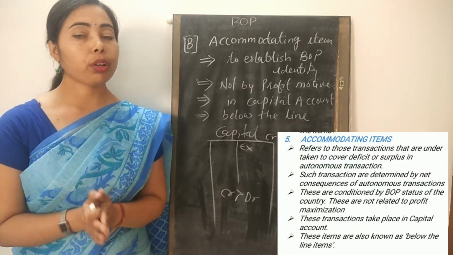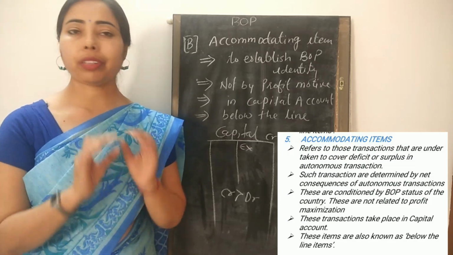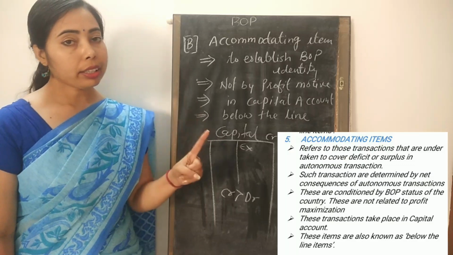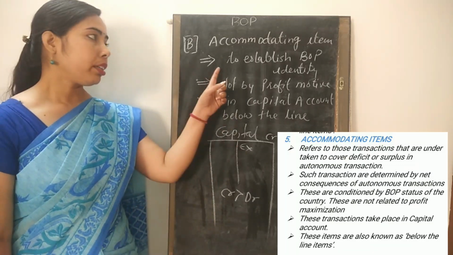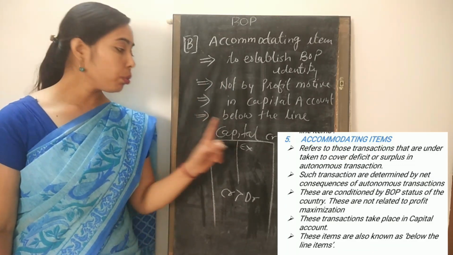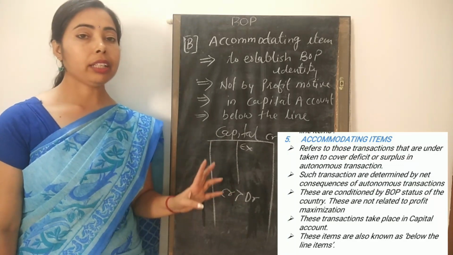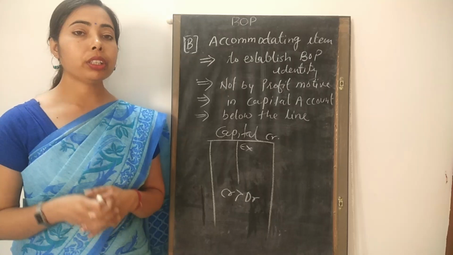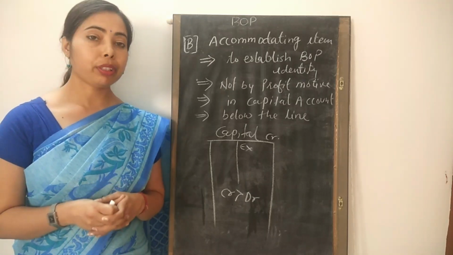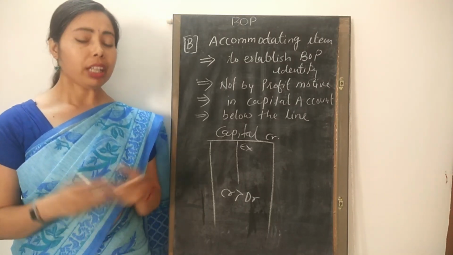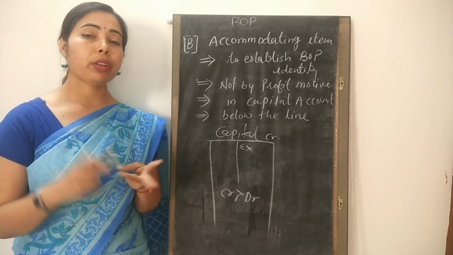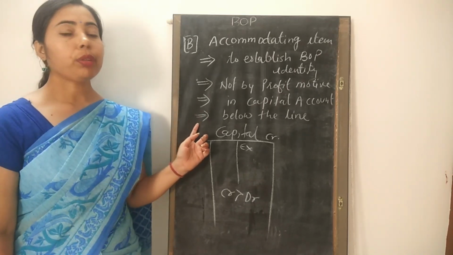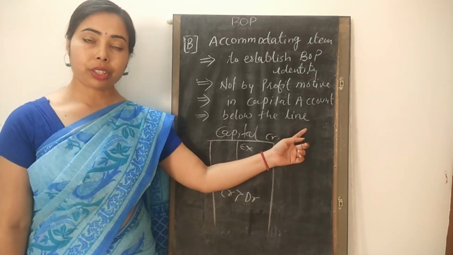As I told, autonomous transactions are profit motive. Clearly, autonomous transactions take place in two accounts, the current account and the capital account. But accommodating transactions take place only in the capital account, not in the current account. It means we do these transactions only in capital items, which are either borrowings, FDI, or any kind of banking transfers. This is also known as below the line transactions.